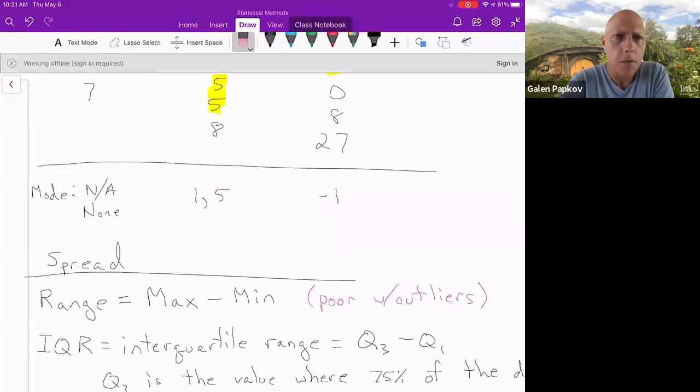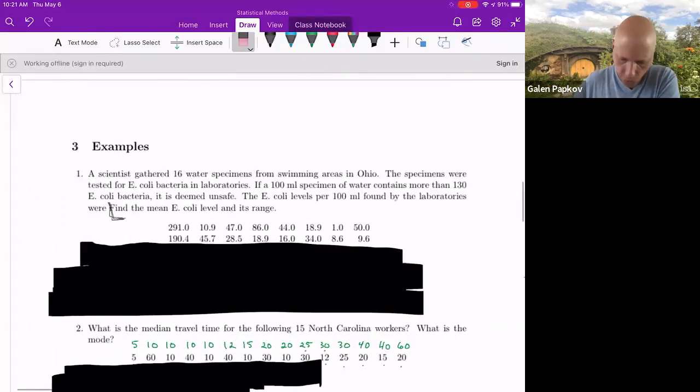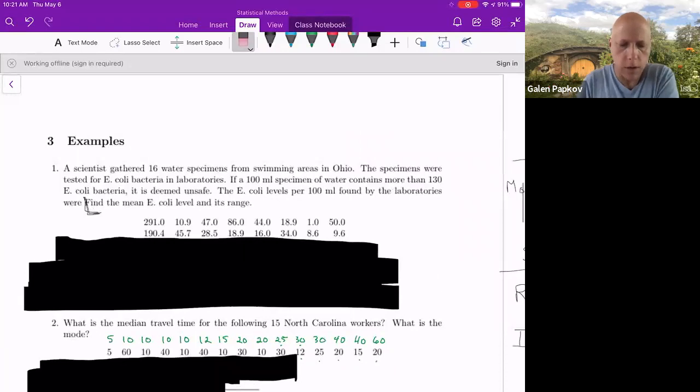Now let's talk about measures of spread. Actually, you know what? Why don't you pause here and tackle the first 2 problems on the handout. Give yourself about 10 minutes. When you're ready, start the video back up.